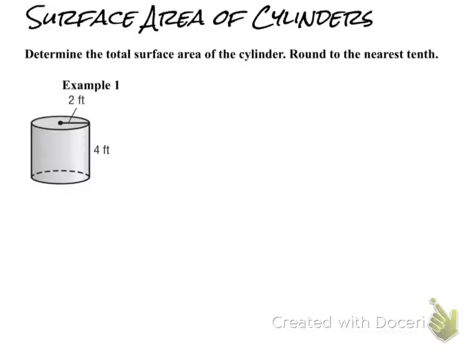And so when we talk about the surface area of cylinders, it looks a little bit different than the surface area of the prisms. So we have the total surface area here. We're going to find the first one. When you look on your formula chart, it's 2 pi rh plus 2 pi r squared.